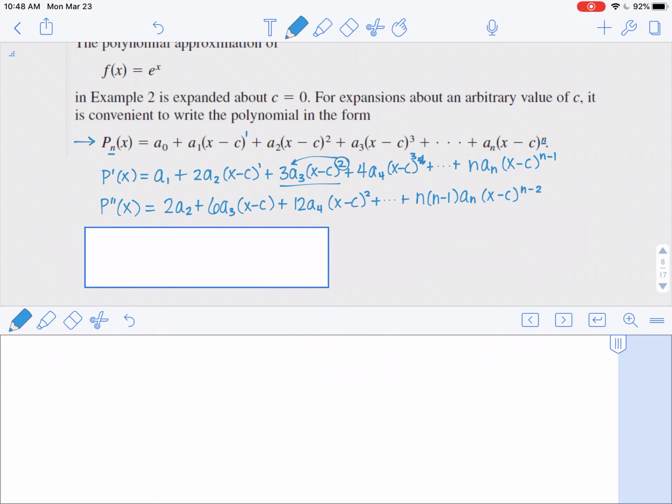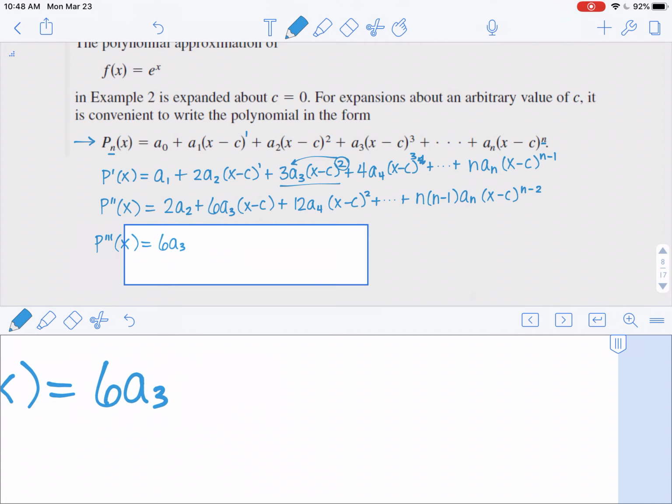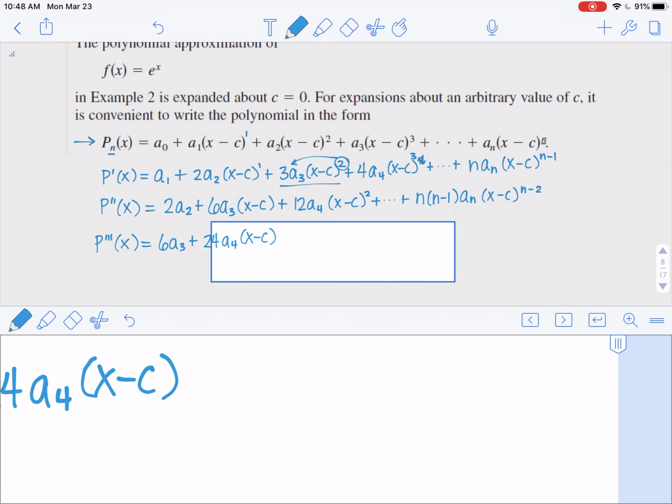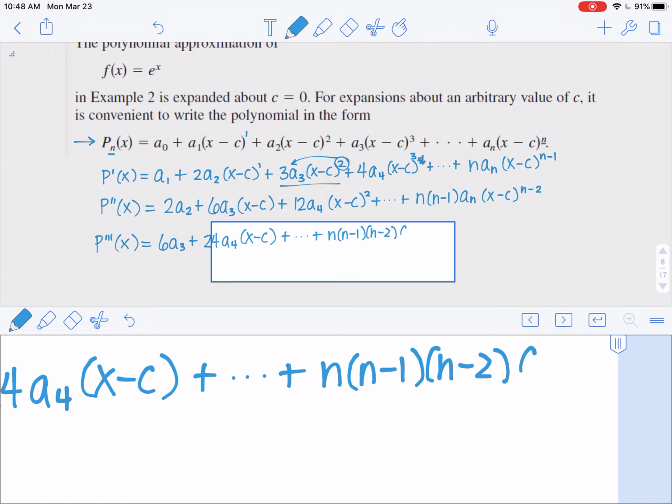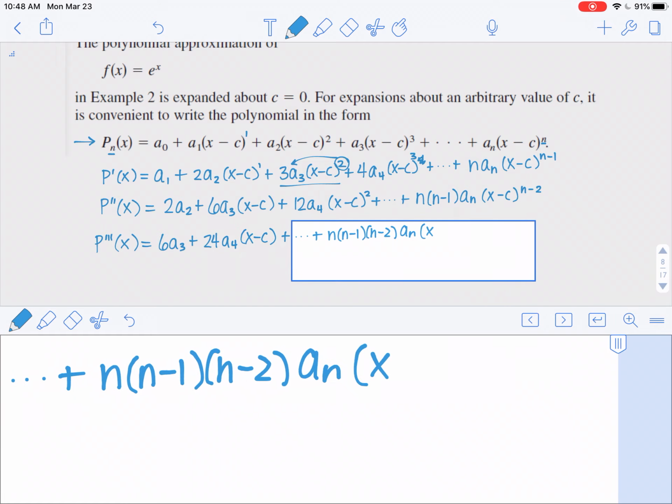All right, let's do it again. Third derivative. 2a sub 2 is just a number, that's gone. The next one's going to be 6a sub 3 times 1, because that's the derivative of x minus c. The next one, 12 times 2, so 24a sub 4 times x minus c to the first power. So we're keeping all of the things that were there before as part of the coefficient, and then we're always multiplying by the power that used to be there. And then the power on the x minus c part is going down by 1.